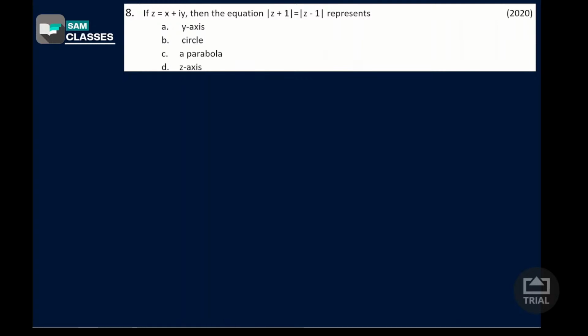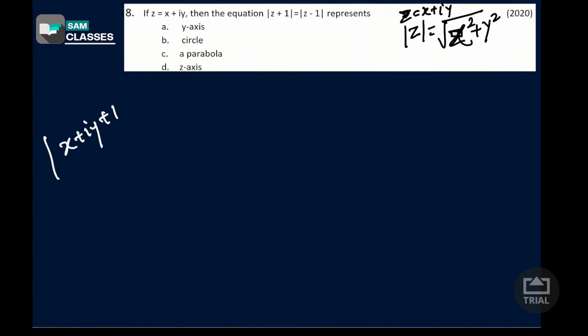Now this question, everybody see it. First, we need to remember the mod z formula. If z is equal to x plus iy, then mod z is equal to root of x square plus y square, real part square plus imaginary part square. That's it. So how will we solve? They have given mod of z plus 1, where z is x plus iy, so x plus iy plus 1, is equal to mod of z minus 1, x plus iy minus 1. That's it. They have only written this.